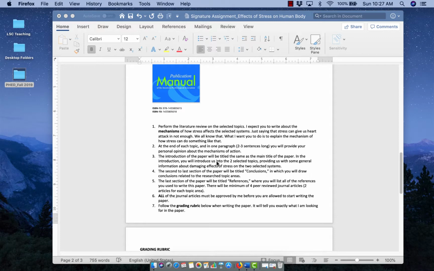In this introduction, you will introduce us to those 2 selected topics. Feel free to use in-text citations, because every time you use someone else's idea, you have to cite it properly. Those are not your ideas. Then you're going to have a part that is conclusions, in which you will draw conclusions related to the research topic areas. This part will have some in-text citations as well.